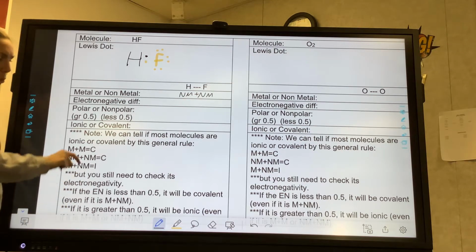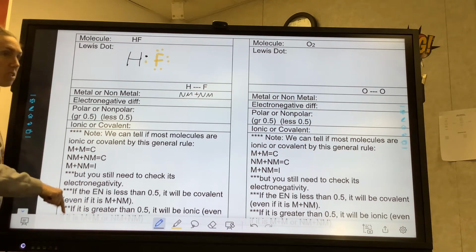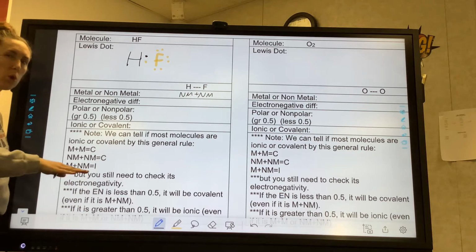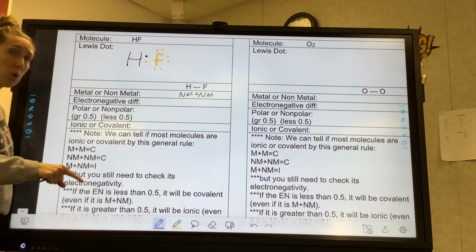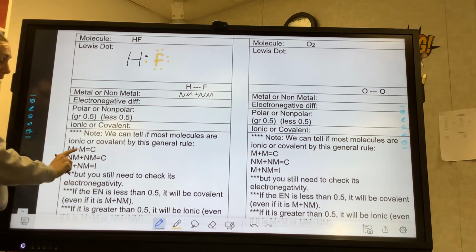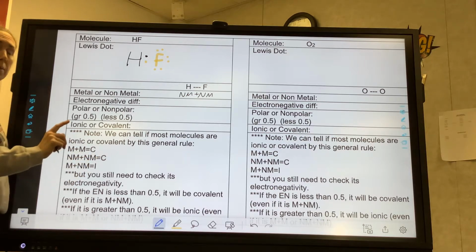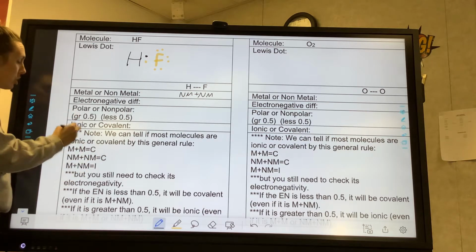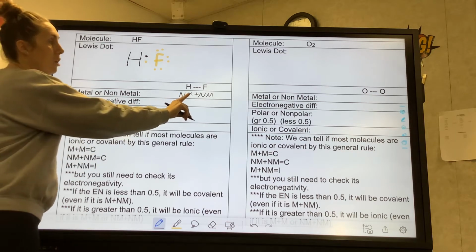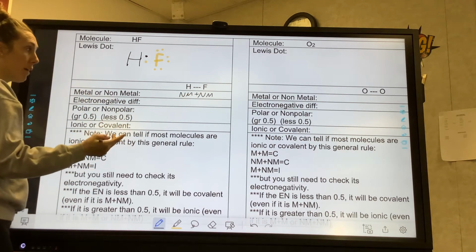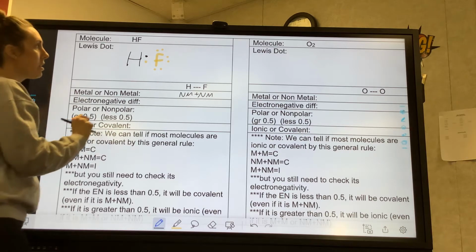So remember, when it's lower than 0.5, it's covalent. There's not really a polar difference. If it's higher than 0.5, then there is polarity. And even if it is a metal-metal covalent or non-metal covalent, if that is greater than 0.5, change it to ionic. Okay, so ready? Right now, it looks non-metal, same, covalent, but let's check the electronegativities.